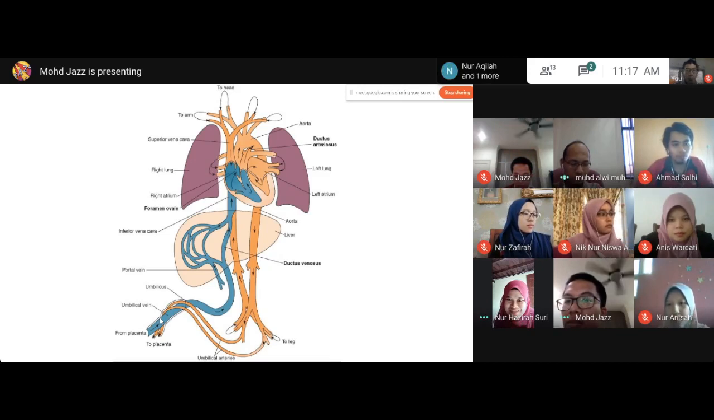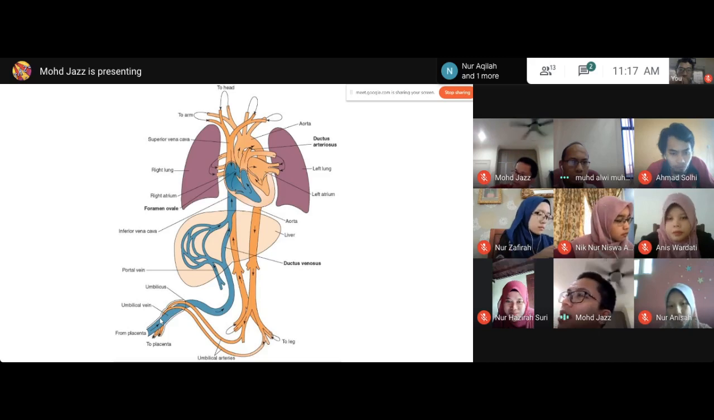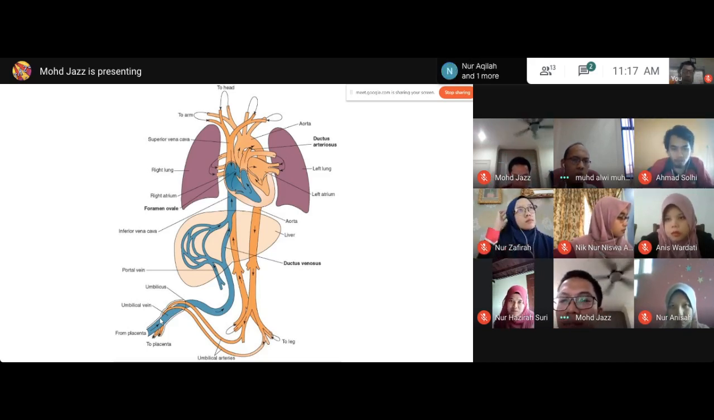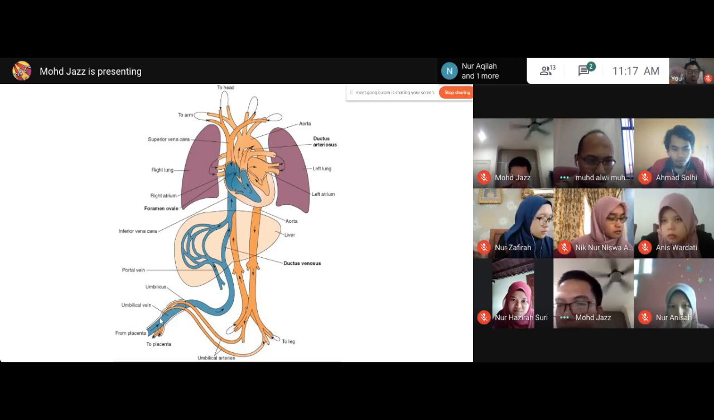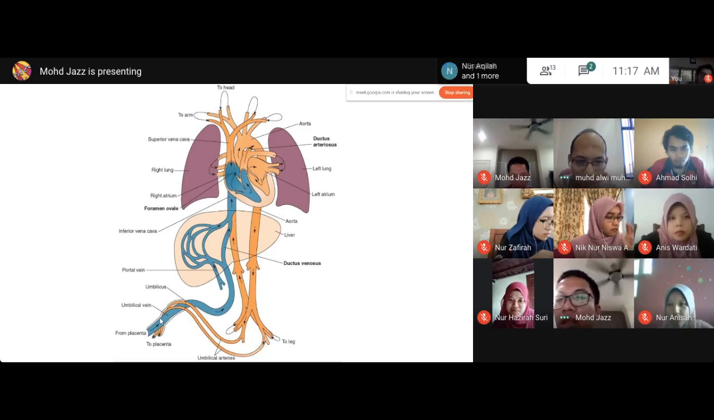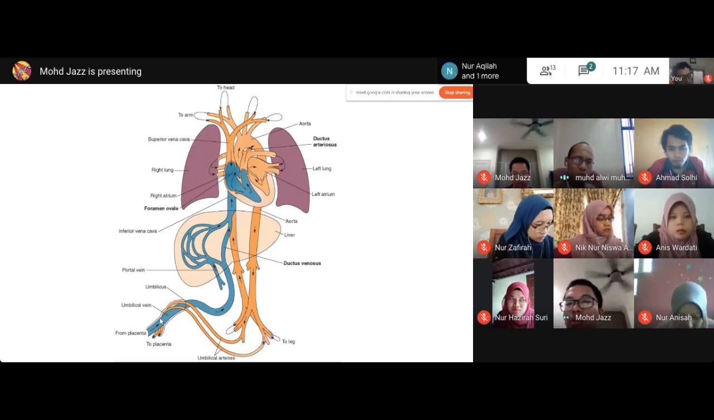What is crista dividens? I read something about it, that it divides the flow for the foramen ovale and the right ventricle, but I'm not that sure. Okay, let me see. Crista dividens. I think it's the same. It's actually like a valve, to make sure the flow is one way into the foramen ovale.